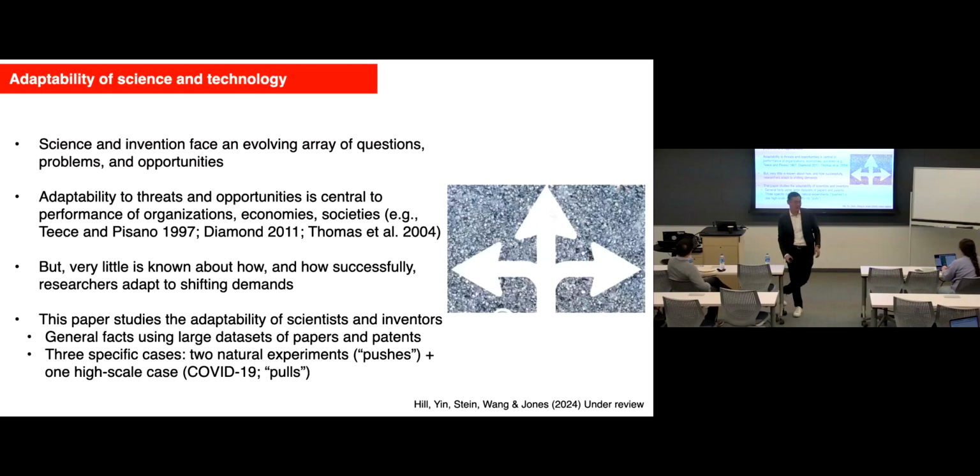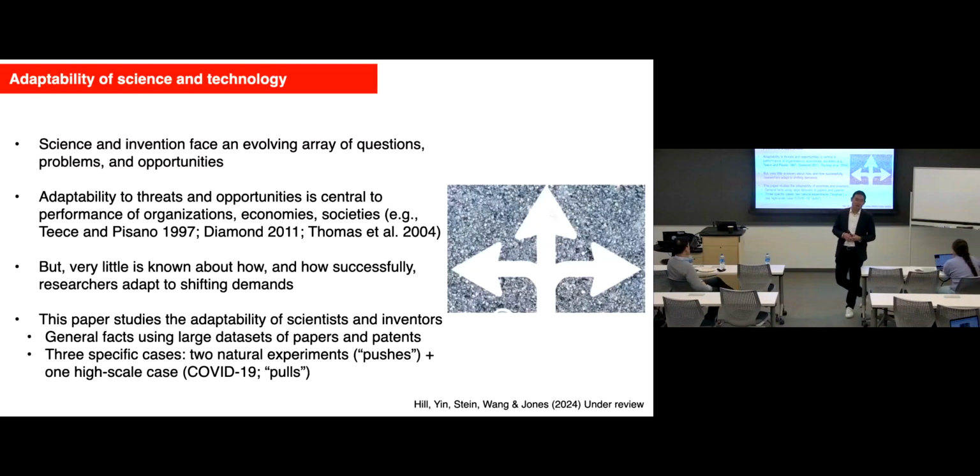So this is a new project we've been doing. Hopefully it will come out next year, where we wanted to look at the adaptability of science and technology and how effectively researchers may adapt to new areas. The basic idea here is that we know that science and invention face an evolving array of questions, problems, and opportunities. We also know that adaptability to threats and opportunities is essential to the performance and survival of organizations, economies, and societies at large. But very little is known about how successfully researchers actually adapt to shifting demands.